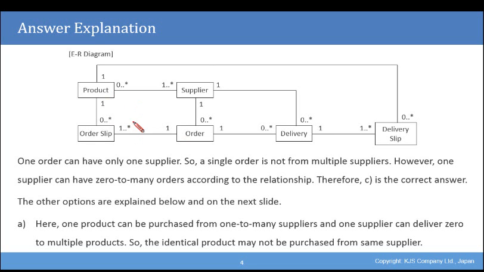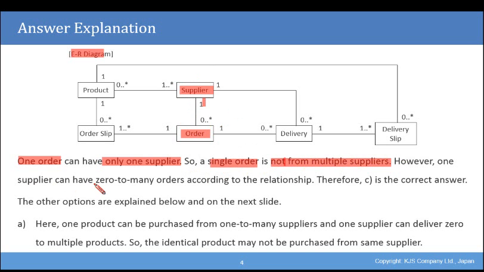On the previous slide, for C, we had the statement, a single order is not made from multiple suppliers. So let's have a look at the ER diagram here, and more specifically between the supplier and the order, and have a look at the relationship. Here, one order can have only one supplier. Due to the relationship we have here, the order is related to the one supplier. So any element of order has a one relationship with one supplier. So a single order is not from multiple suppliers.